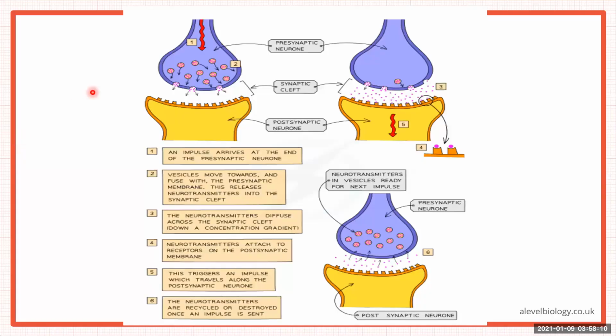So this is another diagrammatic view of how the whole process starts. You may see this is the presynaptic neuron that they've shown here, right? These are the vesicles in the presynaptic neuron. These are the receptors in the postsynaptic neuron, right? And have a look at all the steps. And finally, the neurotransmitters are recycled or destroyed once the impulse is sent. So that's the whole process. Just have a look at all the steps.